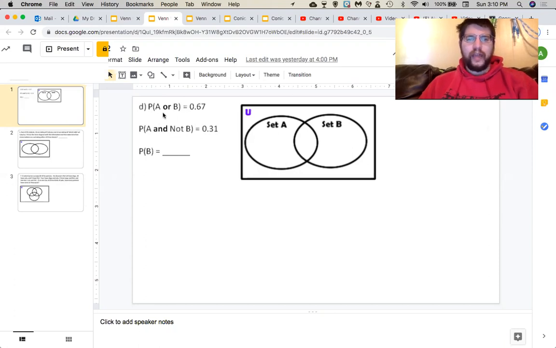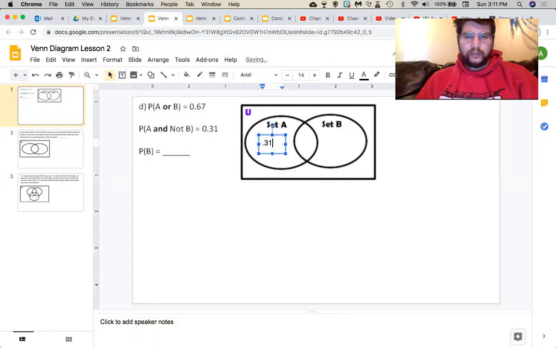It says probability of A or B is 0.67. So if we think about that, all of this plus all of this, and it says the probability of A and not B is 0.31. So let's fill in these numbers. So A and not B, that's 0.31. So I know for sure that's going to go right here.